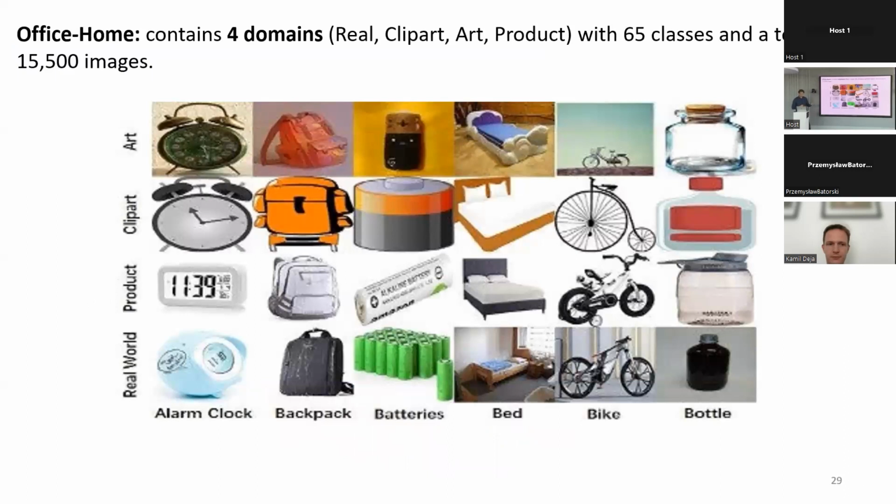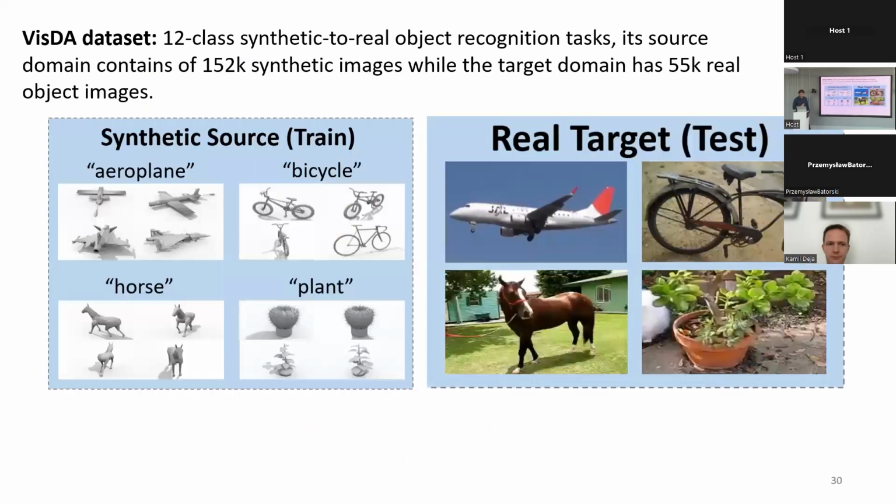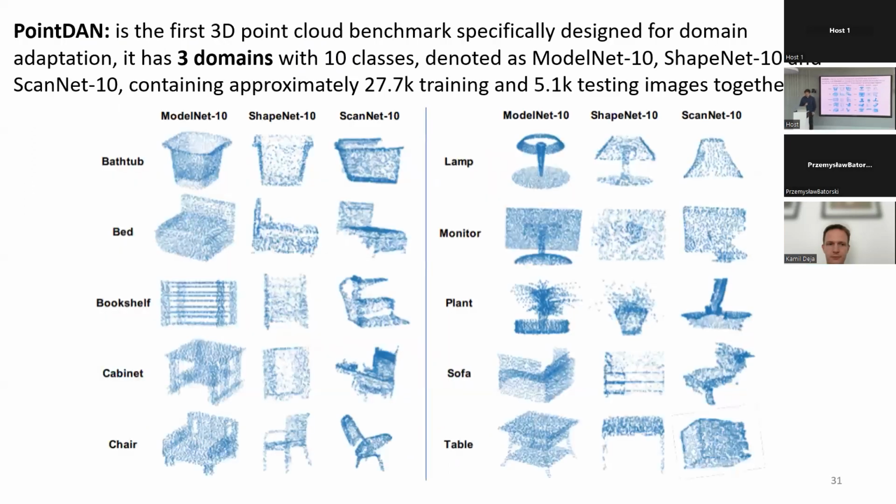So this is tested on several domain adaptation benchmarks. Office-Home is a typical dataset, with art, clip art, product, and real-world images. And the VisDA dataset is another one, which is difficult: synthetic and real images. And this is 3D point cloud data.